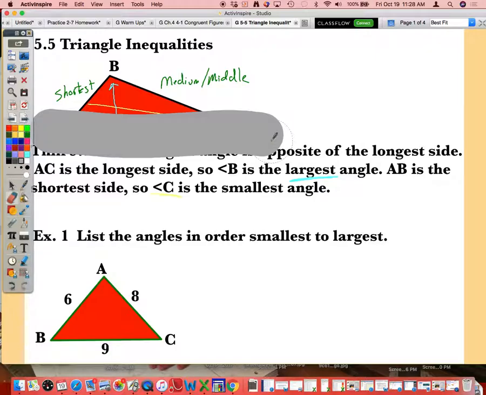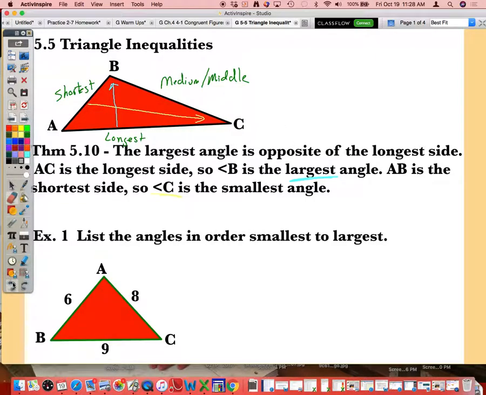Yes, ma'am. That's the opposite. It's just another way to look at the problem. All right, so down here we've got 6, 8, 9. What is the shortest side? 6. Okay, so I'm just going to put shortest here. If this is the shortest, that means what has to be the smallest angle? C. Angle C.